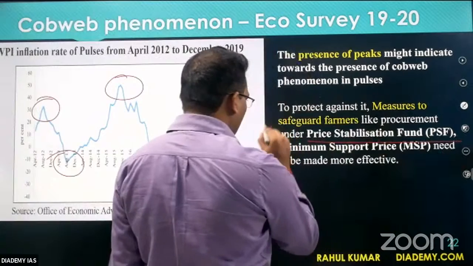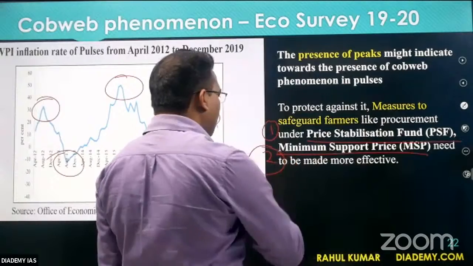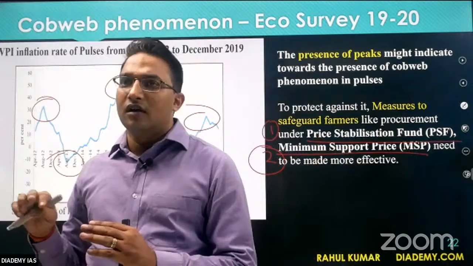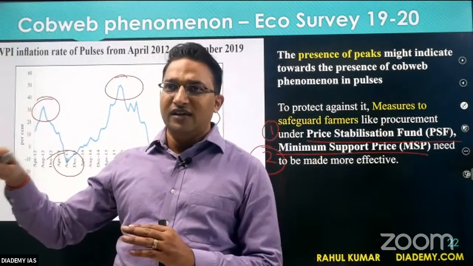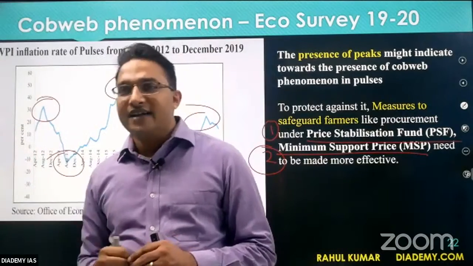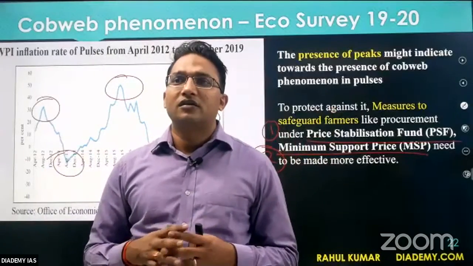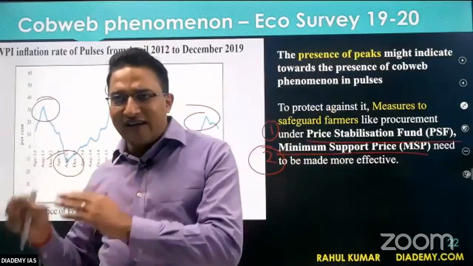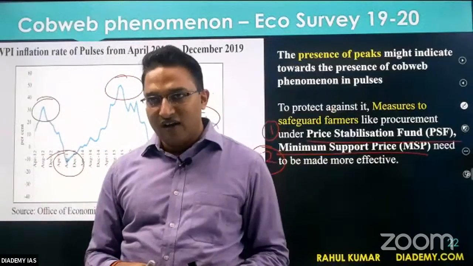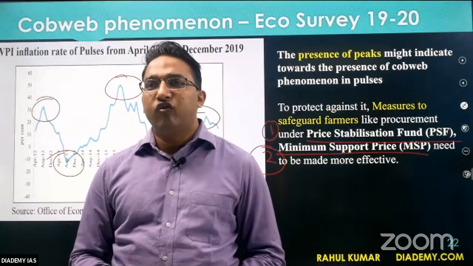Price stabilization fund में procurement करना, or minimum support price need to be more effective. When the government will give minimum support price, it will allow farmers to produce even in the crisis time. So there will not be shortage of production and the prices will not rise suddenly, right? Similarly, price stabilization fund will also help the farmers when there is a sudden decrease in the price. The government can actually buy those goods and can help the farmers, right? So this price stabilization fund and minimum support price can be helpful in this situation.